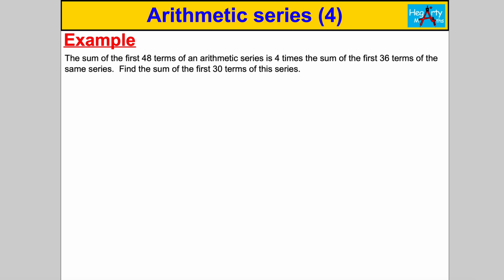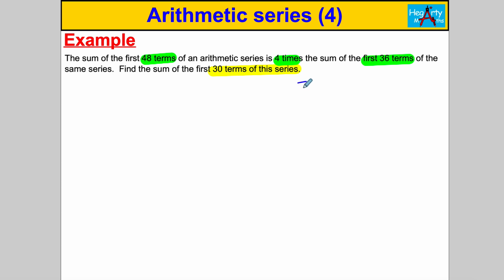Last question, pause the video and have a go. So here we're told the sum of the first 48 terms of an arithmetic series is 4 times the sum of the first 36 terms of the same series. Find the sum of the first 30 terms of this series. So again, a lot going on here. Let's just state things that might be useful to us.